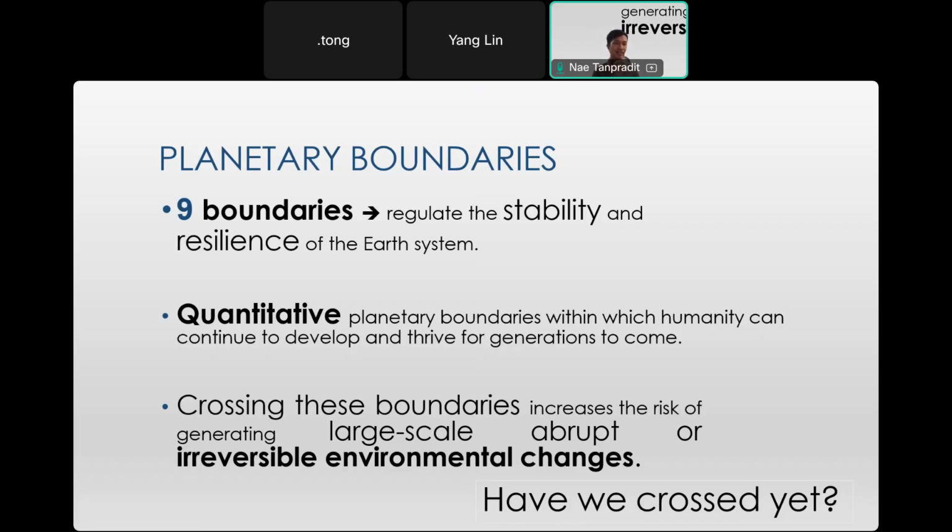The problem is, have we crossed these boundaries yet? Do you have an opinion, out of 9 boundaries, how many have we crossed? The climate, climate change. How many of these 9? But you don't know each of the 9. Okay, what are the boundaries?